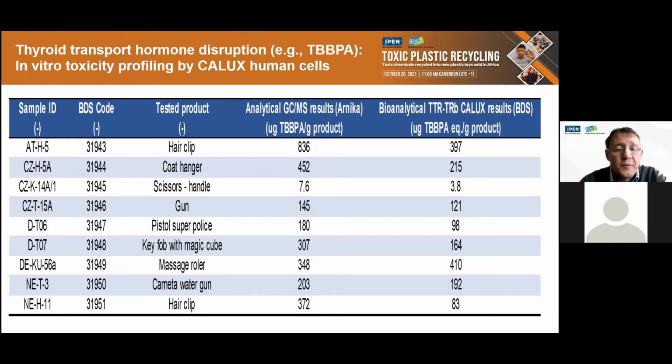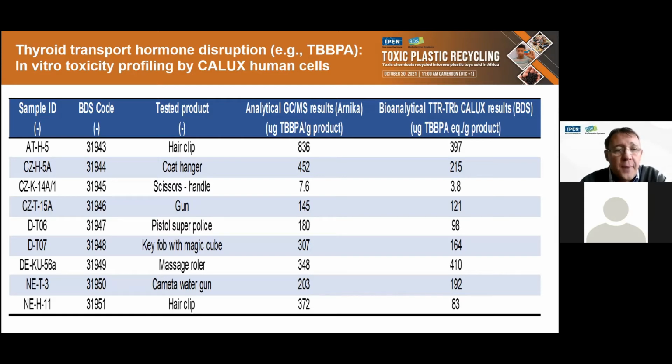What we know is that in such plastic products there is also a lot of tetrabromobisphenol A. Now, in this study we did the chemical analysis, and you can see the results here in the middle, and the values were between 7.6 and 836 microgram tetrabromobisphenol A per gram product.